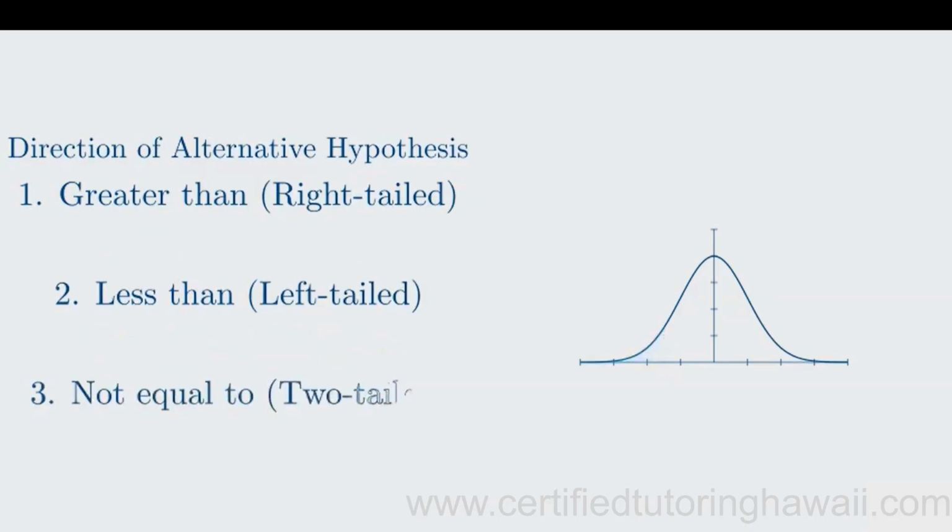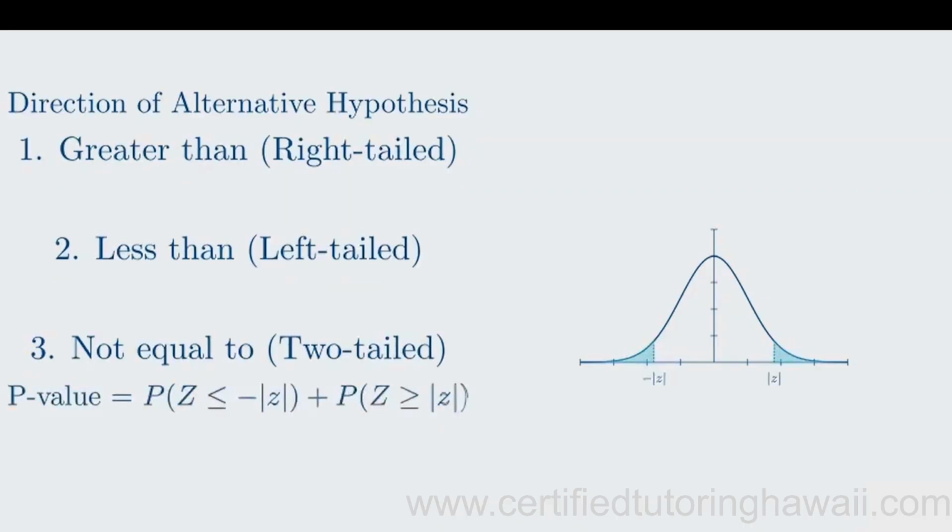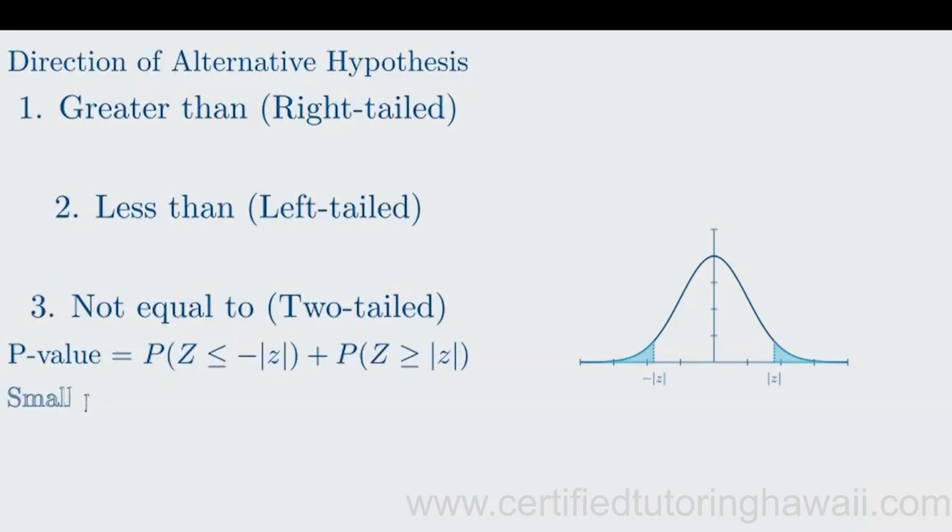Finally, if the alternative is not equal to, we have a two-tailed test. We find the probability in both extremes, the area less than the negative absolute value of our statistic, plus the area greater than the positive absolute value. In every case, we are measuring the extremeness of our data relative to what we expected under the null hypothesis.